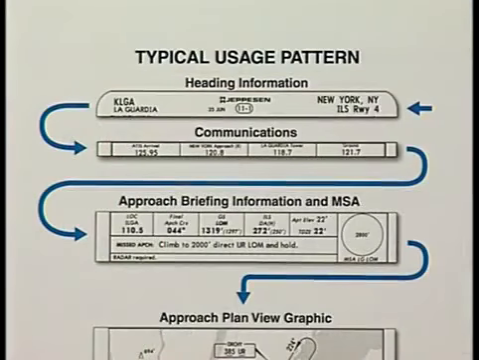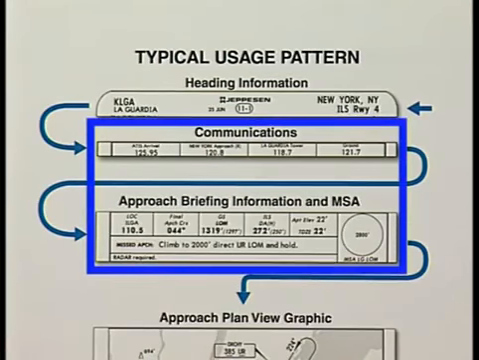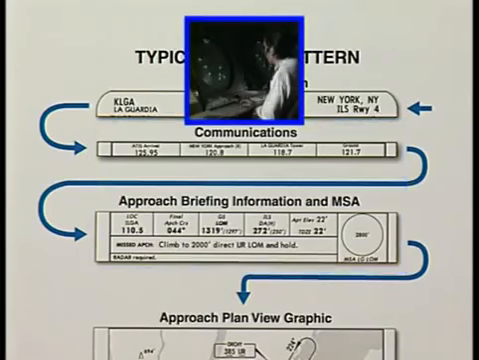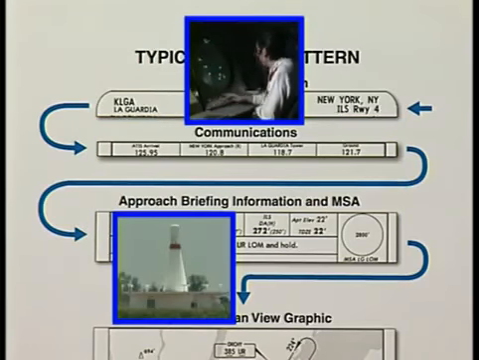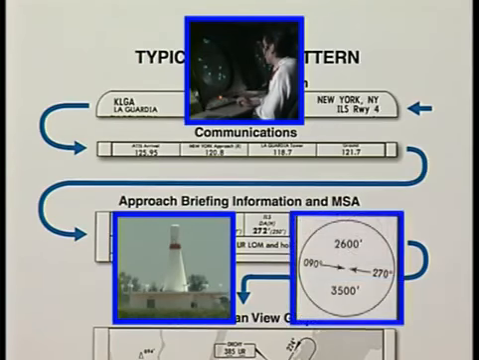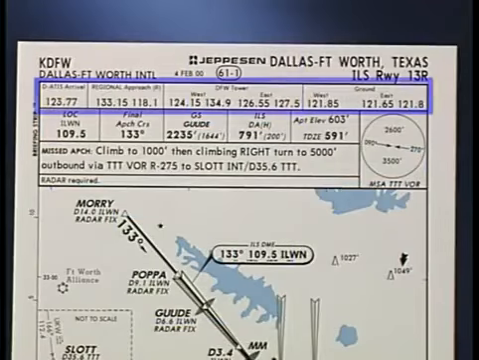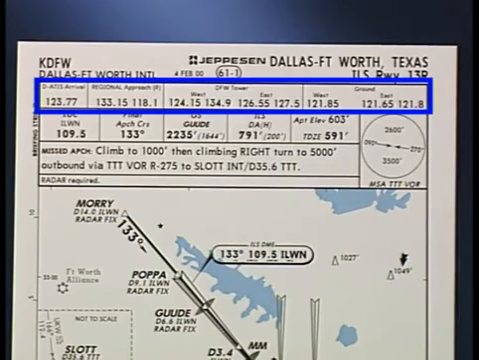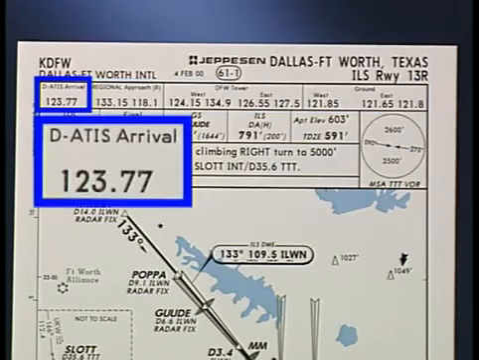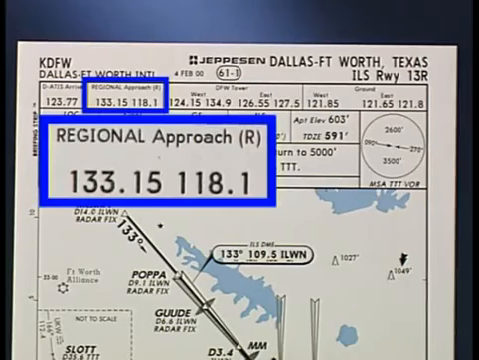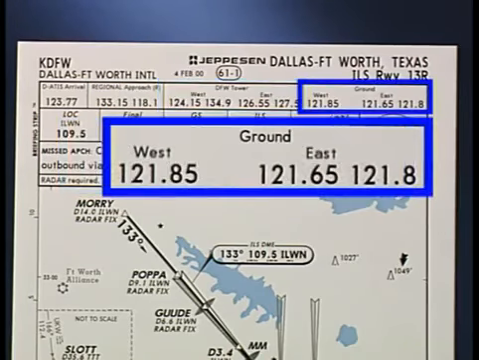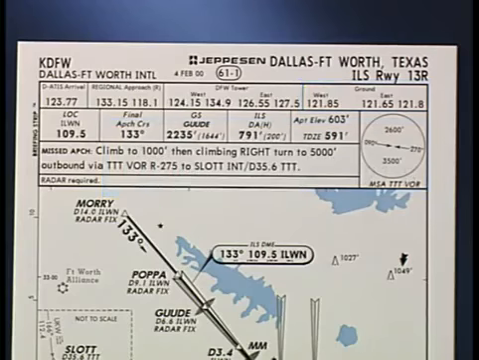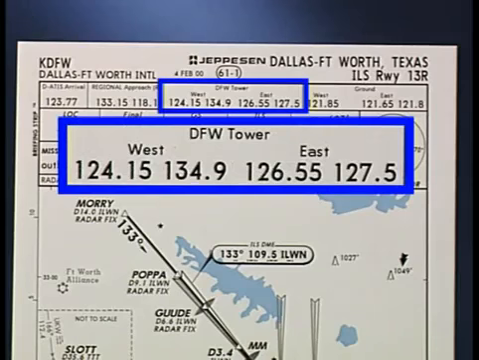The next few rows of the heading section contain information about the approach. This includes communications, pre-approach briefing information, and MSA information. From left to right, the communications section provides the frequencies in order of arrival, such as ATIS arrival, approach, tower, and ground control frequencies. Multiple frequencies may be given for a particular facility, such as the tower frequency here at DFW. In this case, the frequency depends upon whether your arrival is from the east or the west.